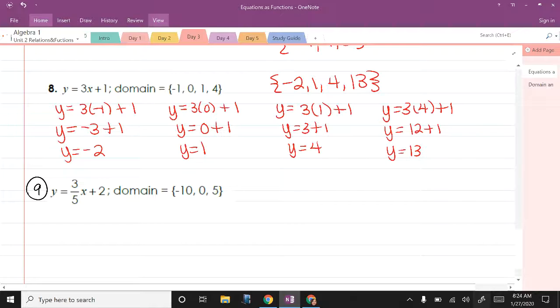Why? Because my domain is all divisible by my denominator, right? So that tells me what? They're going to come out to be whole numbers. All right.